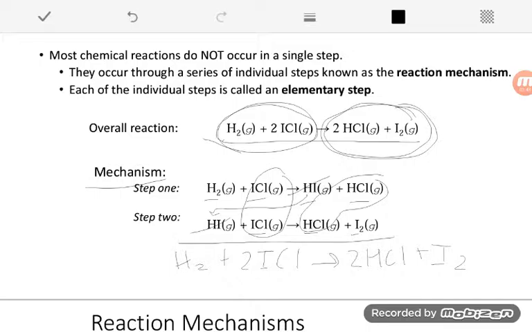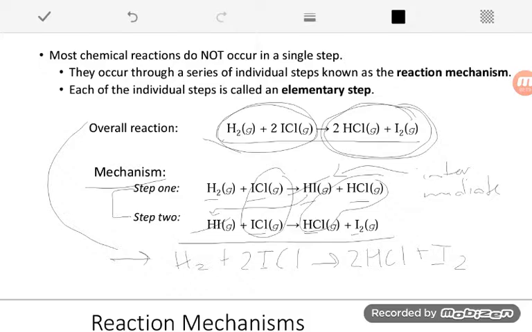So these two steps are called my elementary steps. When we add them up, that's called my overall reaction. And the thing that cancels here is called my intermediate. That should be one word, but I ran out of room. And an intermediate is something that was produced in one step and then used up in another. So we don't end up with any of it, but it was there for a little while.